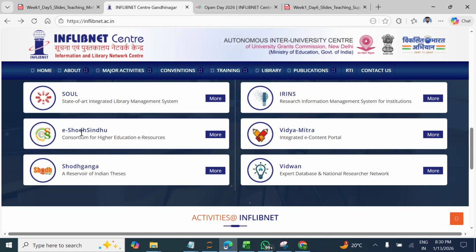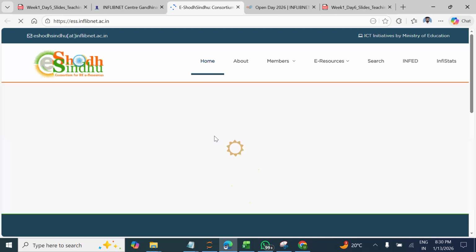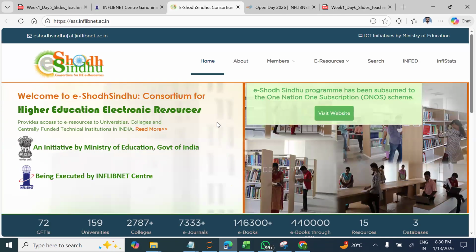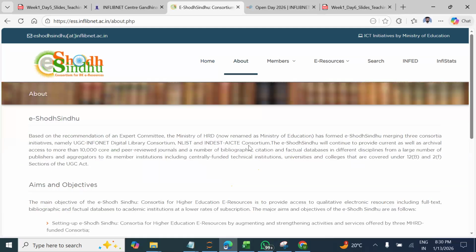So let's see e-ShodhSindhu, right? Again, you can see over here, the e-ShodhSindhu program has been subsumed into the One Nation One Subscription scheme. So it provides access to e-resources to universities, colleges, centrally funded technical institutions, and more. It is a consortium basically for higher education electronic resources.